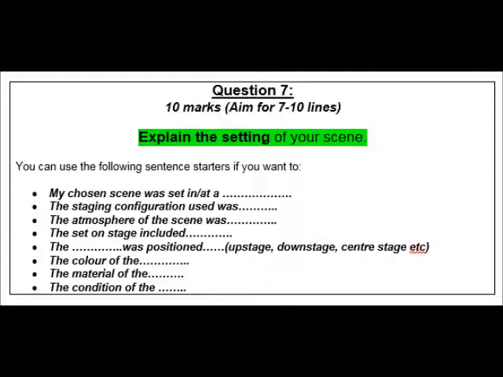Question 7. This question is worth 10 marks. You should aim to write 7 to 10 lines, spending 10 to 15 minutes. Question 7: explain the setting of your scene. You can use the following sentence starters if you want to: My chosen scene was set in or at a... The stage configuration was... Stage configuration refers to the type of stage. For example, proscenium arch, theatre in the round, end on, etc.